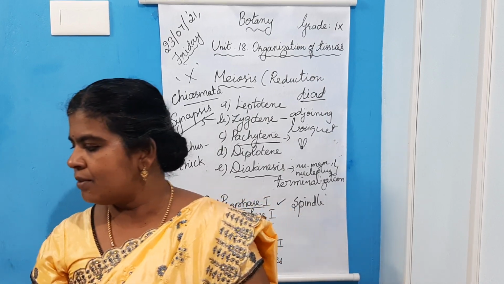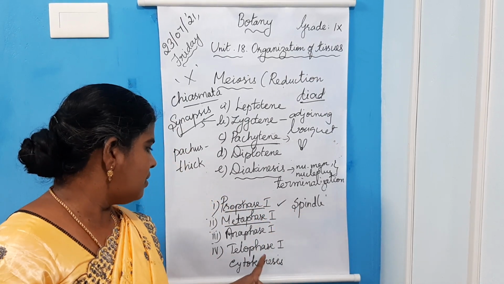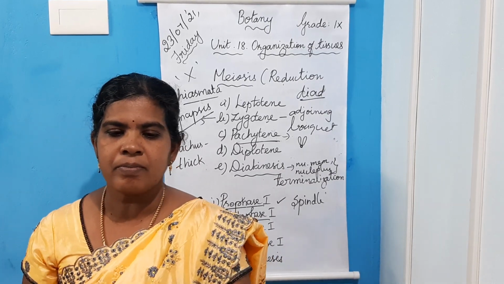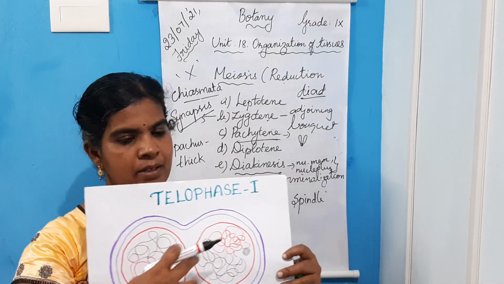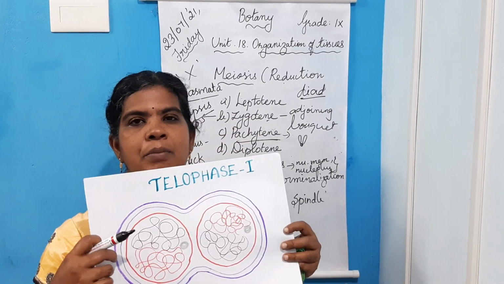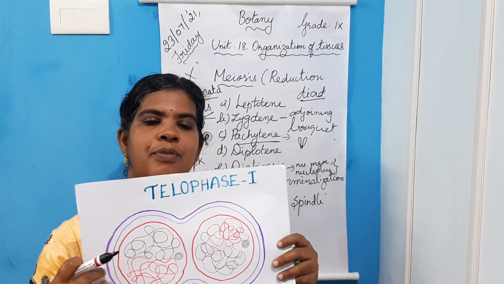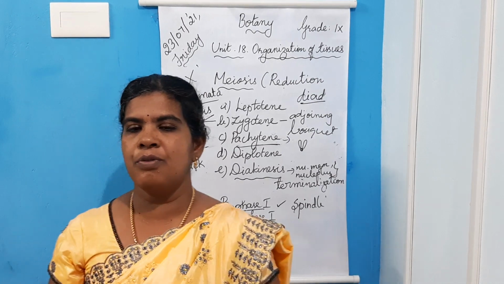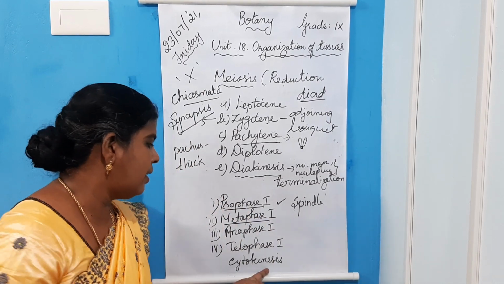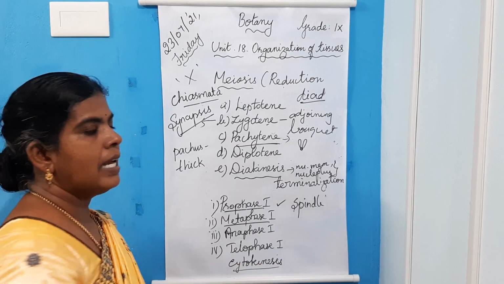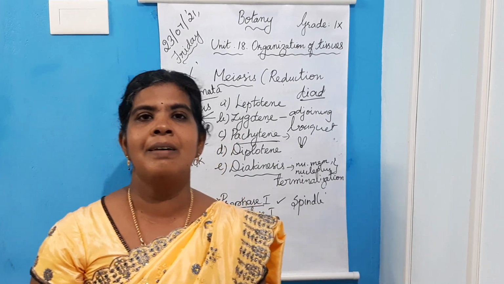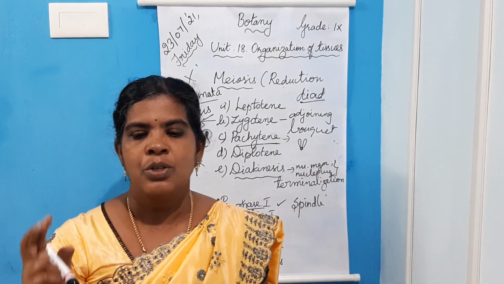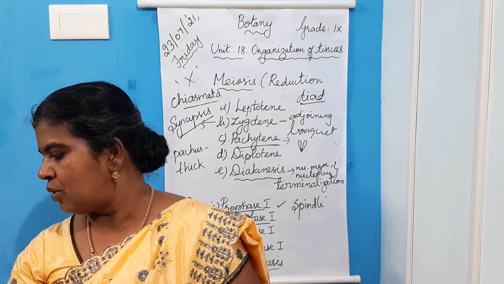Then what is the next phase? In telophase, two daughter cells are formed. This telophase is followed by cytokinesis. Cytokinesis means division of the cytoplasm. Now the cytoplasm is divided into two cells.